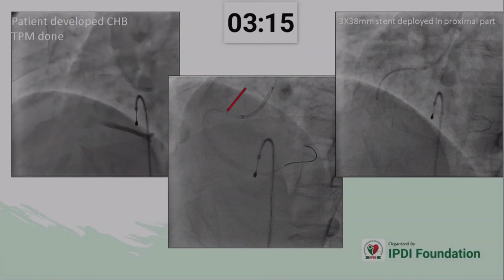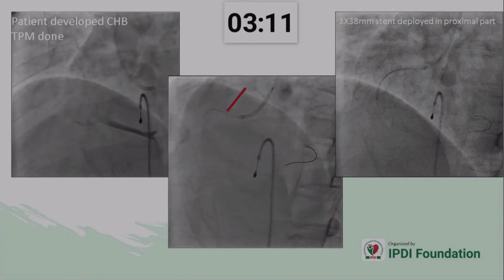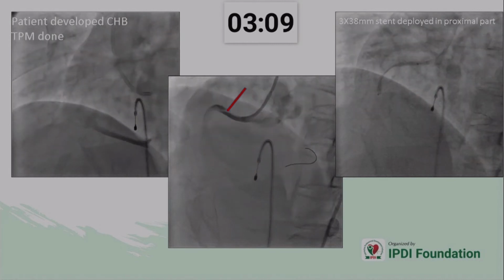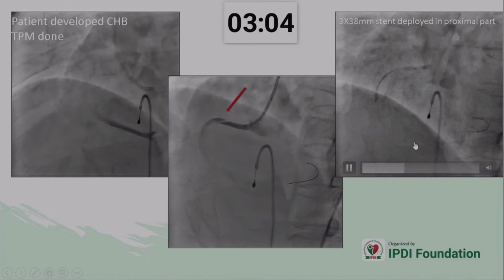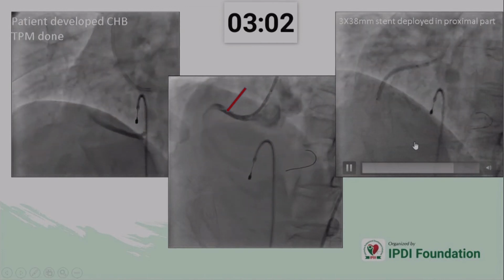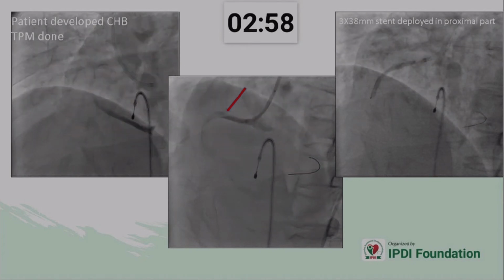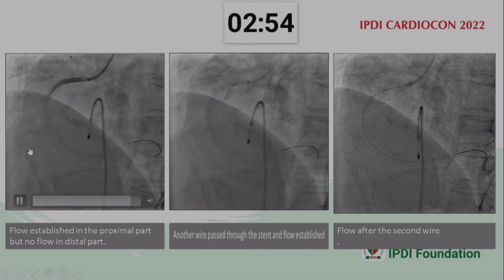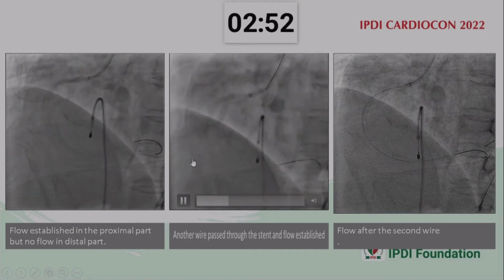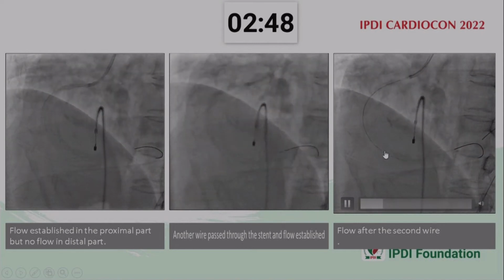This time we were very prompt. We put in a temporary pacemaker and wired down the vessel. We thought this could be a spiral dissection with intramural hematoma, so we promptly put a 3 × 38 millimeter stent in the proximal part in order to seal the proximal entry of the dissection. But when we took a view, there was no flow in the mid and distal part, so we negotiated another wire, and after wiring, there was some antegrade flow.